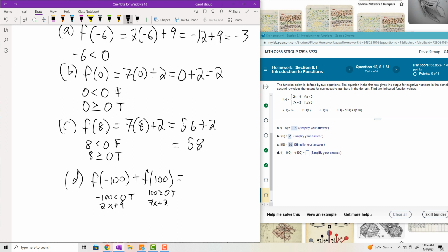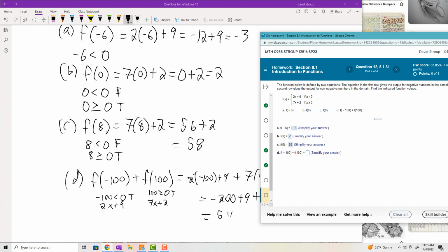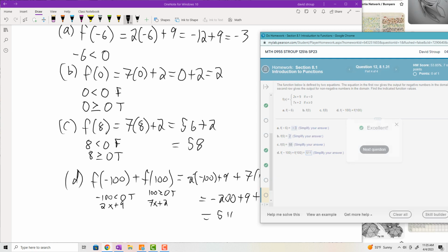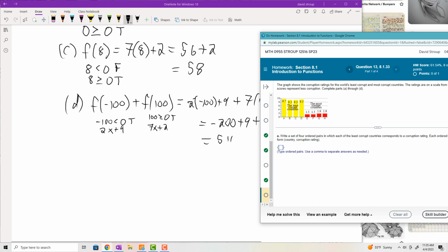Okay, so in the first one, I have 2 times negative 100 plus 9, and then plus 7 times 100 plus 2. So that would be negative 200 plus 9 plus 700 plus 2. Adding together, it looks like 511. Let's see if we got it. 511. Enter. Excellent.